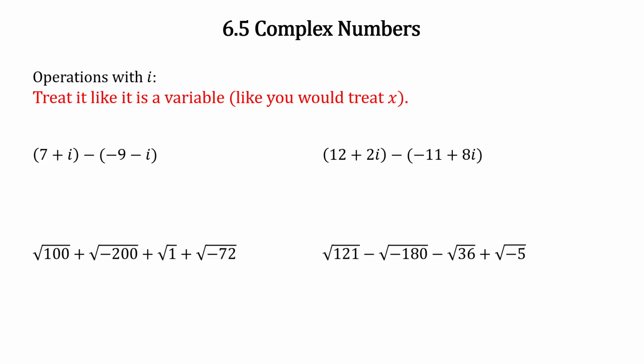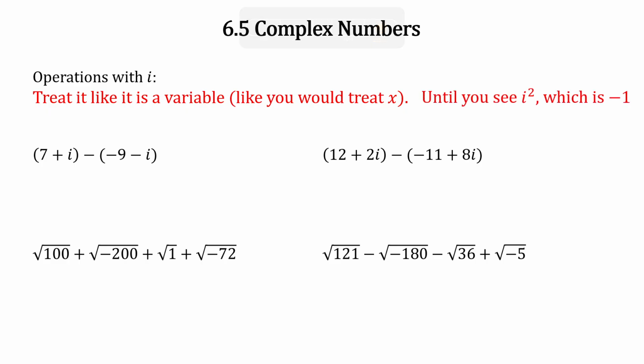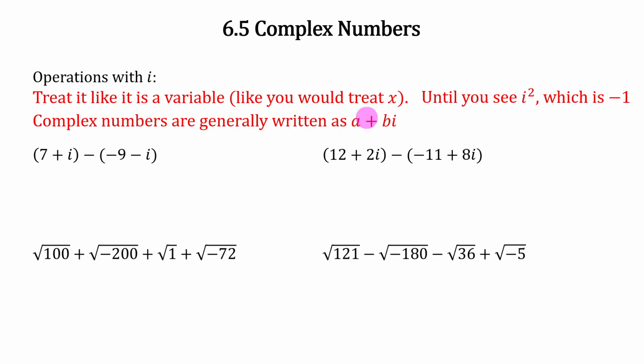So when you have operations, you treat it just like you would treat x. The only thing that's going to come up is if you ever multiply and you see i squared, you change it to negative 1. And generally, I think Delta Math will want it this way. If you have a plus and minus in there, write the number without the i first, plus or minus whatever, the number times i.